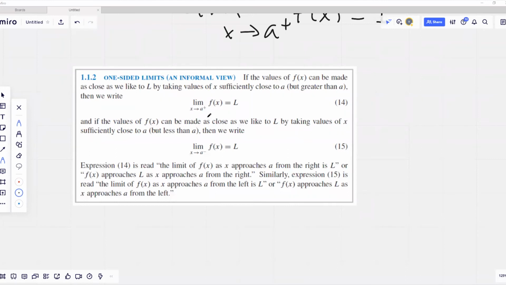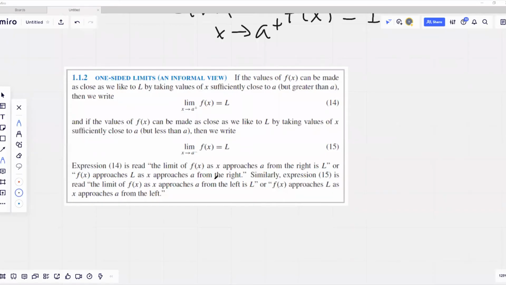This is a similar definition to the previous one. The only thing here is we add a small detail on how we approach this value of a. So if the values of f of x can be made as close as we like to L by taking values of x sufficiently close to a, but greater than a, then we write the limit as x approaches a from the right side of f of x is equal to L. And a similar definition for the left-side limit, for values of x less than a.